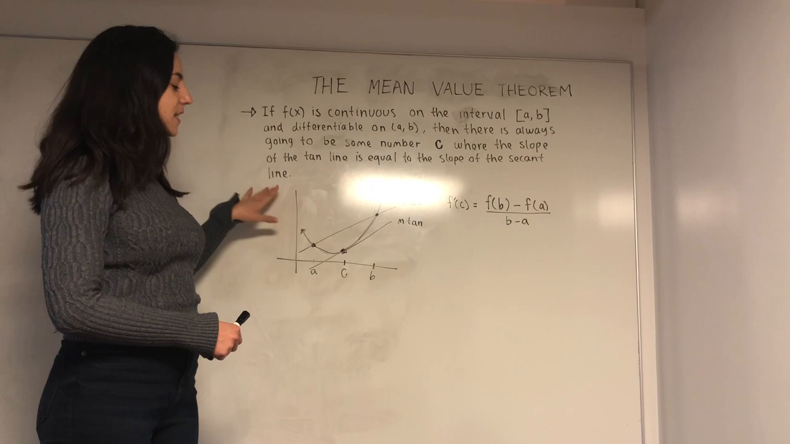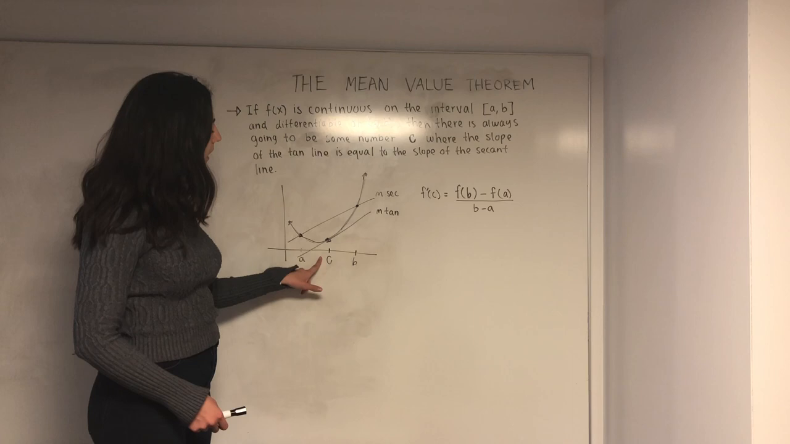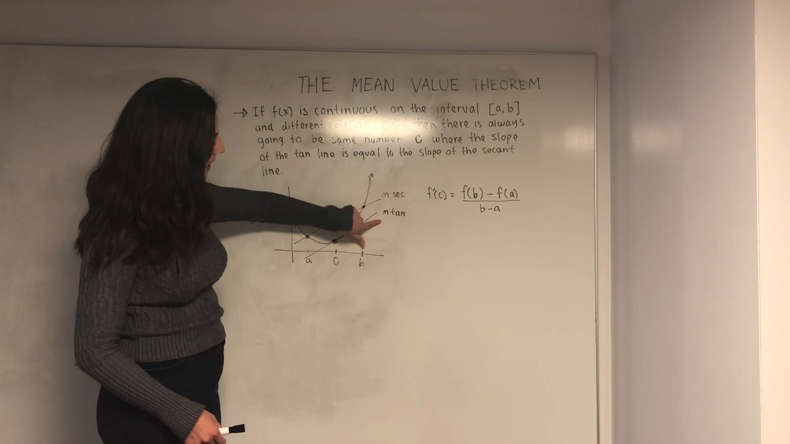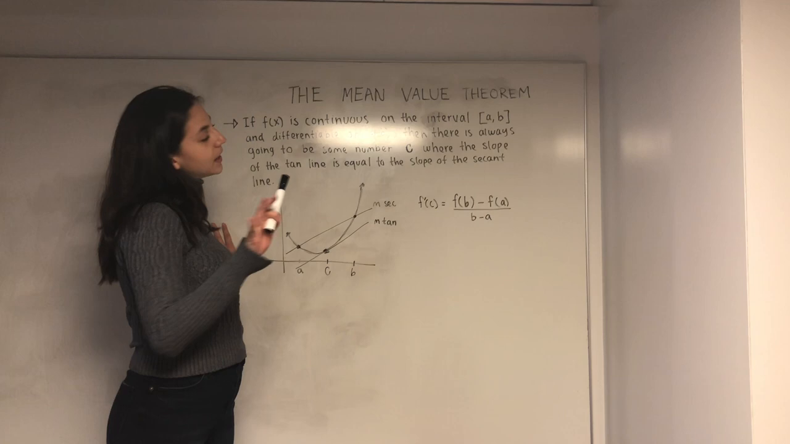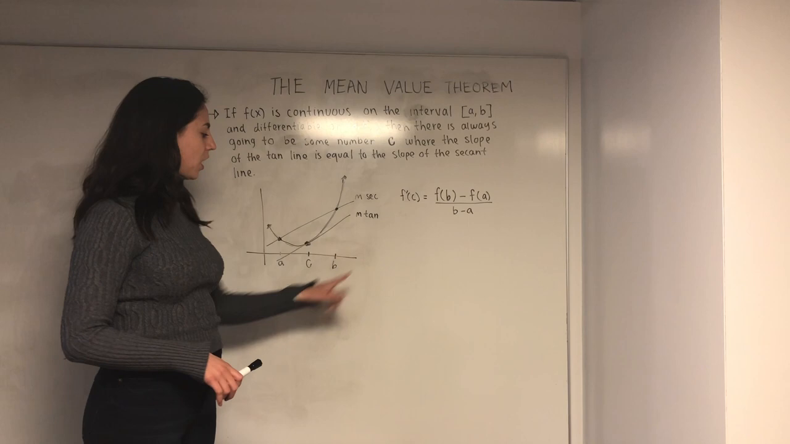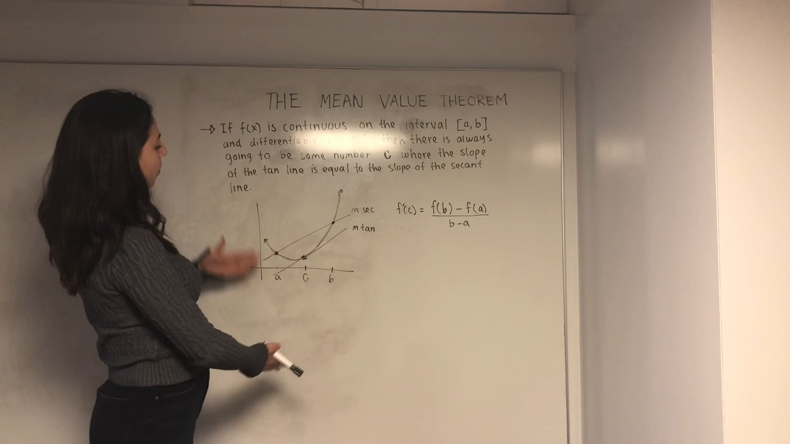As we can see in this graph, we have the y-axis and the x-axis. What the mean value theorem allows us to do is to find the number c where the slope of the secant line and the slope of the tangent line are going to equal each other. In other words, as we have been learning, the derivative is equal to the rate of change. So the instantaneous rate of change at c is going to equal the average rate of change of the secant line. And when they equal each other, we're going to know that these two lines are parallel to each other and have the same slope.